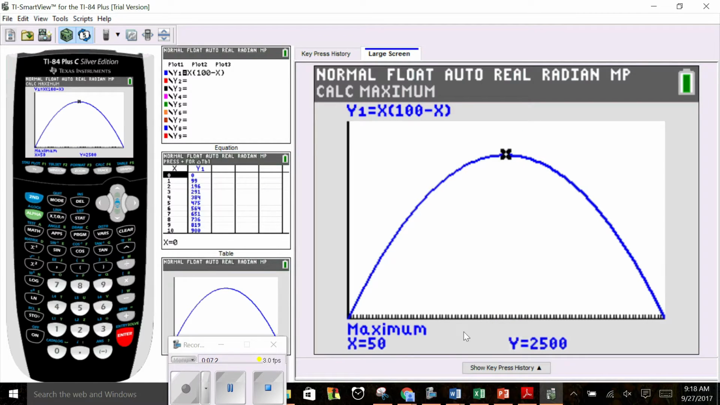And we notice right here, the maximum area is 2500 with a length of 50. And if you think about that, if we have a perimeter of 200 and our length is 50, that means every side is 50, giving the square as our maximum area. And that will always happen with these rectangular problems. So we're going to return now to our prompt here in our PowerPoint.